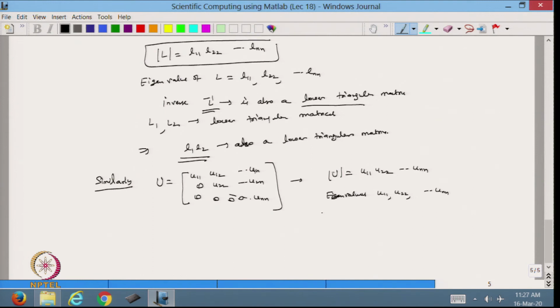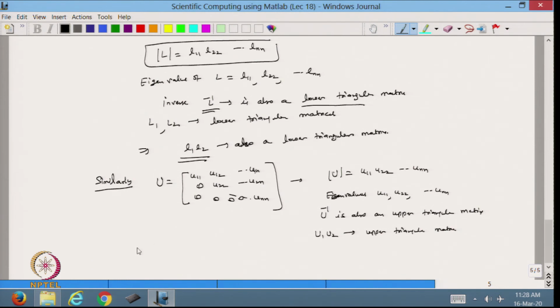In the same way, U inverse is also an upper triangular matrix. If I take the product of U1 and U2, then it is also upper triangular. So, from here you can see that it is very easy to work with lower triangular or upper triangular matrices.